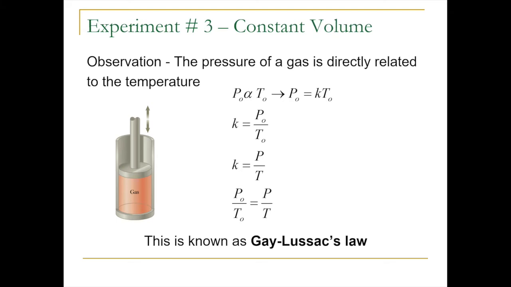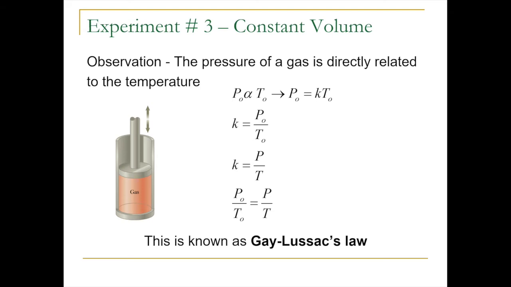So for the third experiment, what we did is we kept constant volume and we allowed pressure and temperature to change. And when this experiment was done, it was observed that the pressure of the gas is directly related to the temperature. So for a third time, we take this proportionality and we change it into an equation where we have a constant of proportionality K.